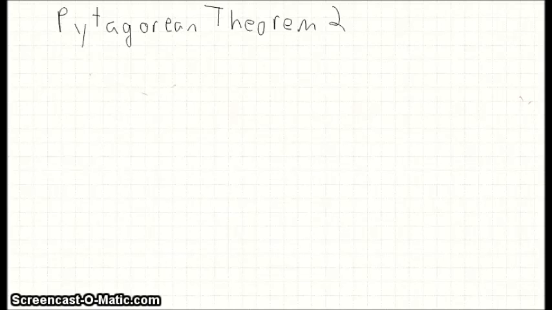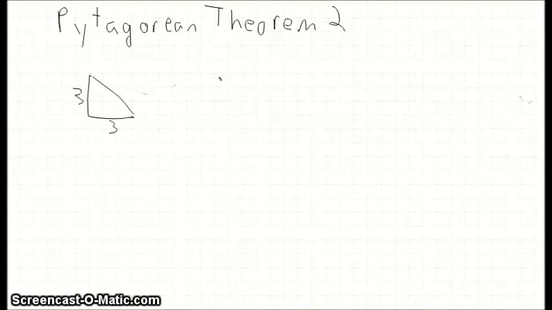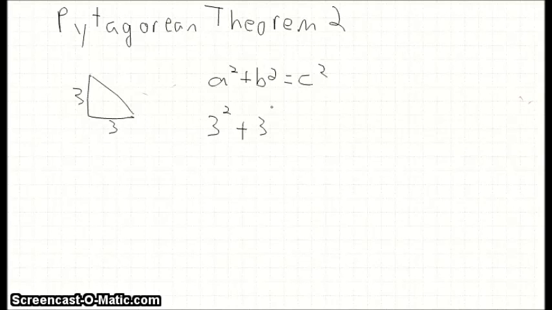So say I have a triangle that is a 3 by 3. So we start with our formula: A squared plus B squared equals C squared. And our A is 3, so I'm going to do 3 squared. And our B is 3, so I'm going to do 3 squared. And that's going to equal my C squared. 3 squared is 9, plus 3 squared is 9, equals our C squared. 9 plus 9 is 18, and that's equal to C squared.